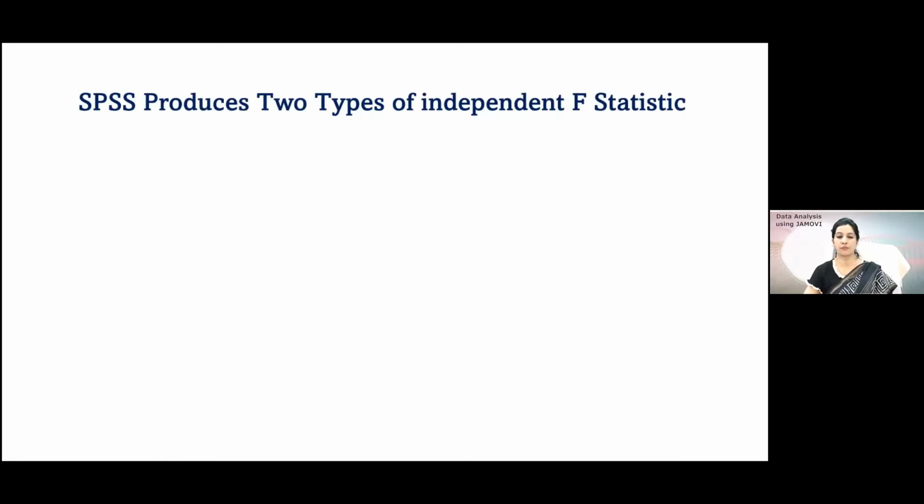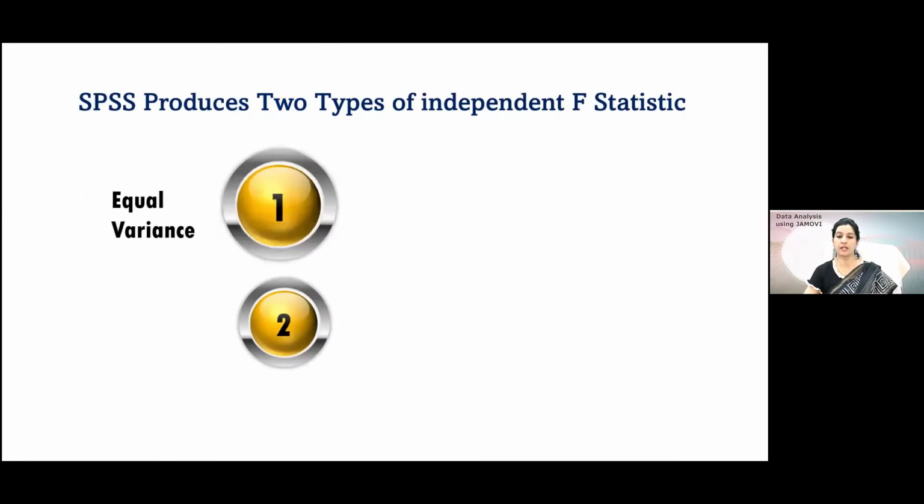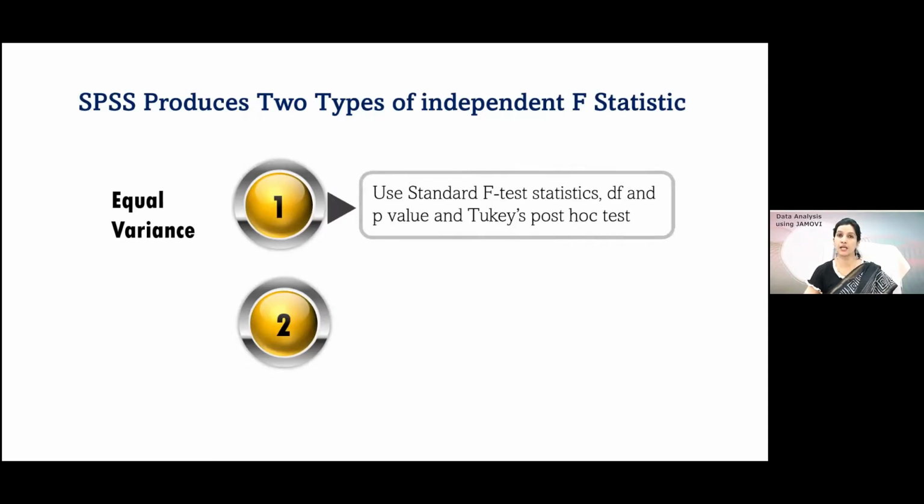So jamovi also produces two types of F statistics. If equal variances are assumed, then we use the standard F statistic, its degrees of freedom, and the type of post hoc test, because there are three groups. So you compare the values also, like between 1 and 2, 1 and 3, and 3 and 2. So you do the post hoc comparison. That's why the type of test which we have to apply matters, because there are various post hoc tests. If the homogeneity of variance is met, then we will apply Tukey's post hoc test.